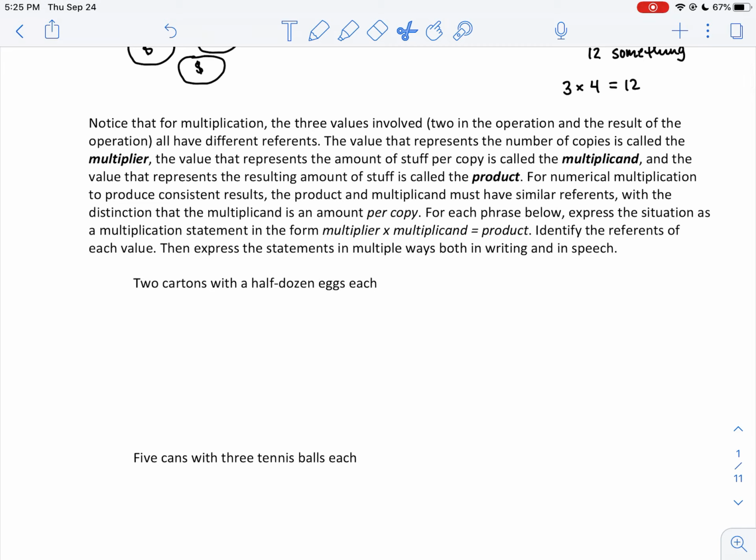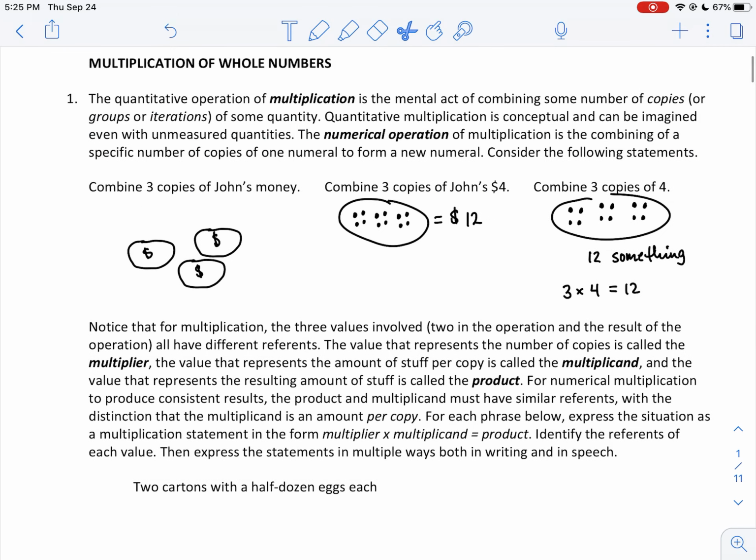Notice that for multiplication, the 3 values involved, 2 in the operation and the third the result of the operation, all have different reference. Let's take a look at this. If we were to say, let's do this context here where I do 3 times 4. So we have 3 copies of, and then it's $4 per copy is $12.